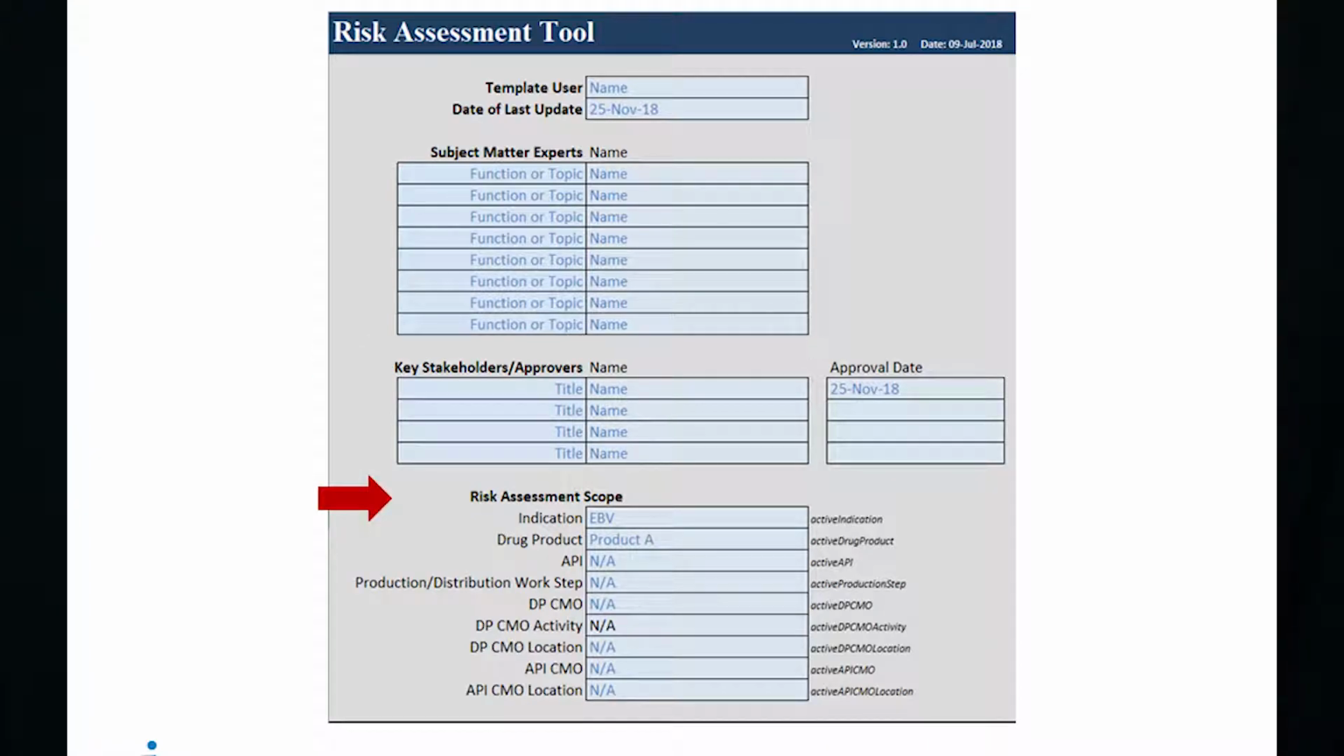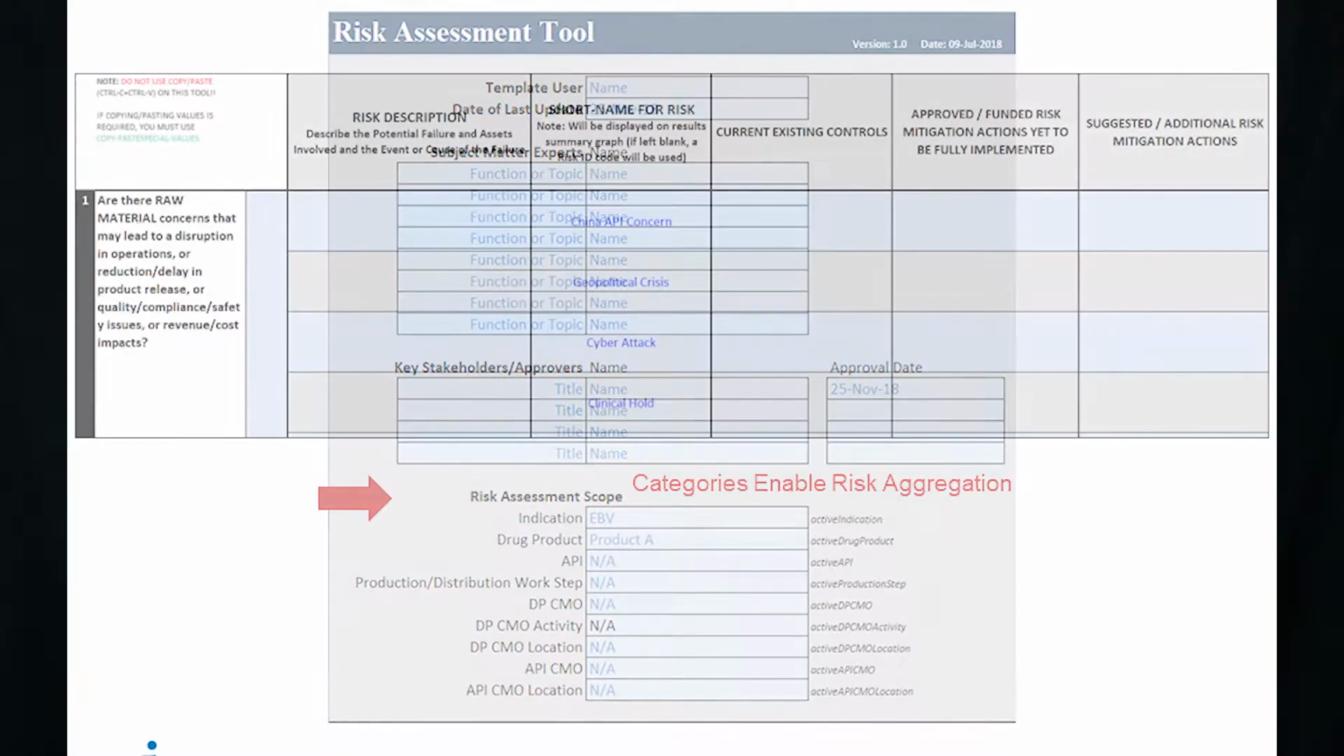This is an example of a supply chain scope. Of course, the categories for scoping depends on the organization performing the risk assessment. The categories will be important to enable risk aggregation and risk pooling by, let's say, indication in this case, or by drug product, or combinations of these scoping parameters.